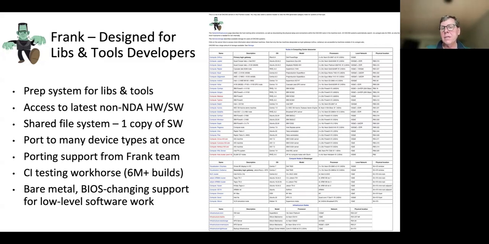And then now recently Grace and Grace Hopper nodes. And what we do with Frank is we provide the latest hardware we can get access to and the latest publicly accessible software stack. So Frank exists as a workhorse for doing porting of software capabilities. We have one massive shared file system that has access to all of these node types.